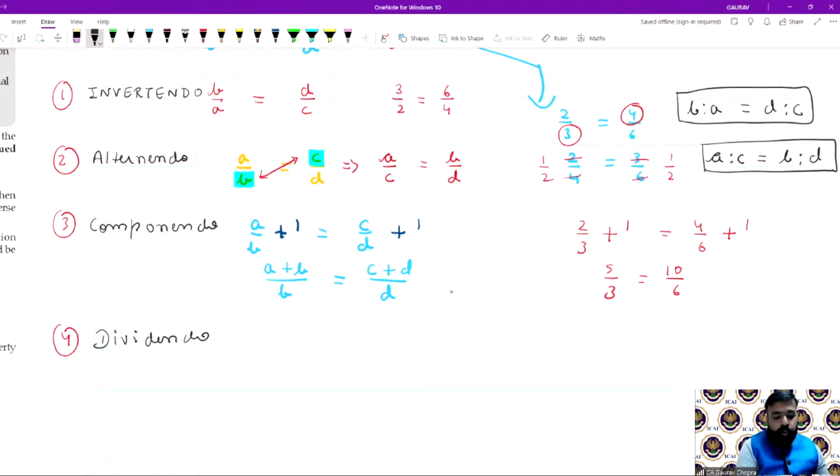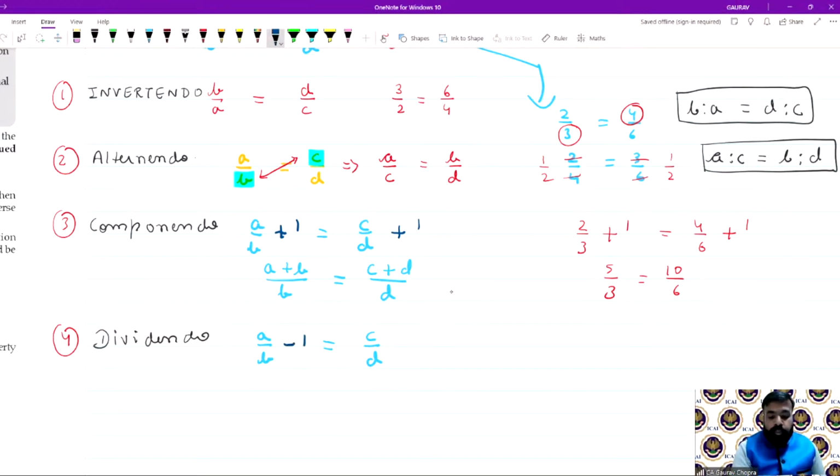Now, in dividendo, what do we have to do? Again, the original ratio was A by B and C by D. This time, instead of addition, we have to do subtraction. So let us subtract them.